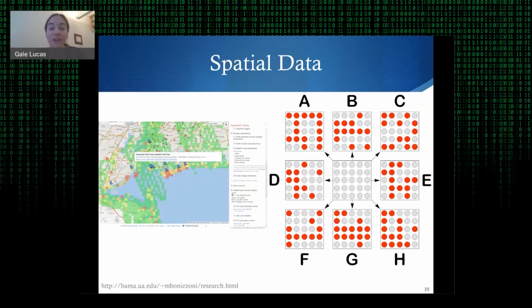You can also have spatial data. This is another kind of data that you might have. Relationships between things in space. GPS units, you use geographic information system, or GIS, to analyze this data often.